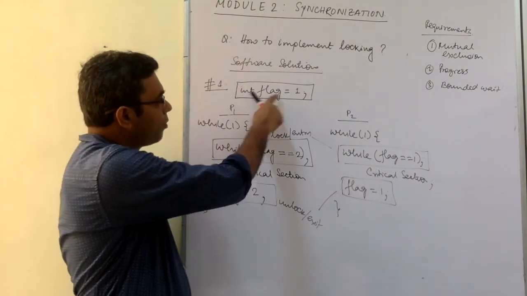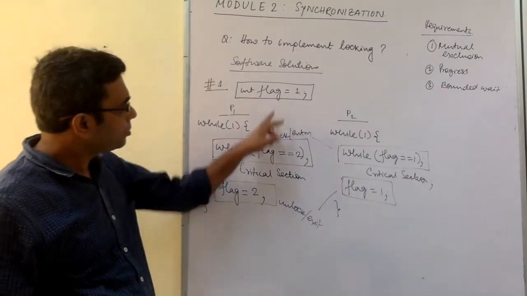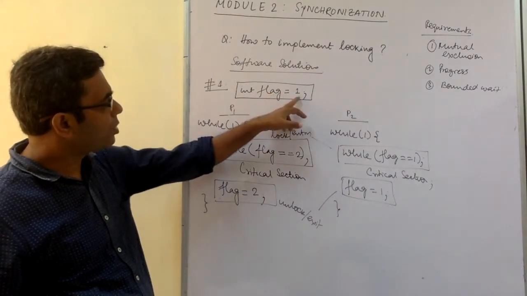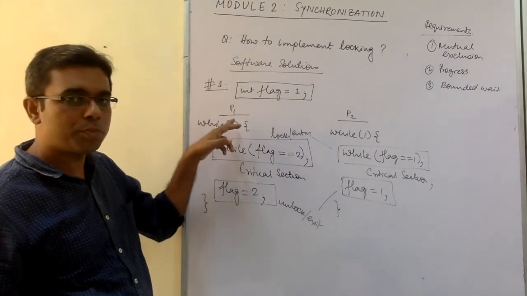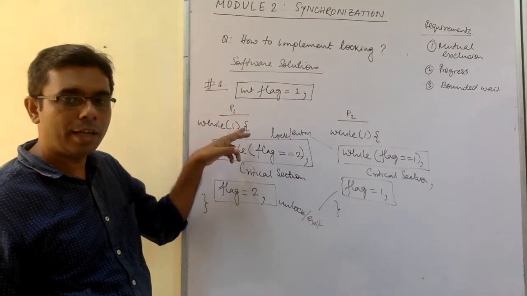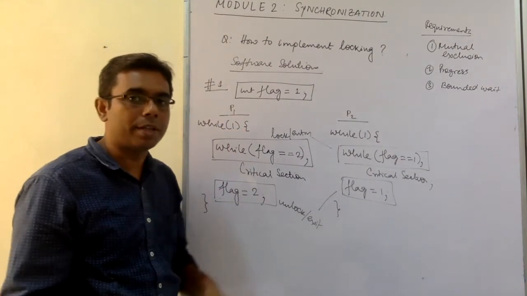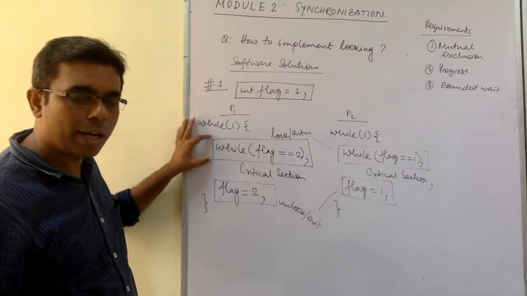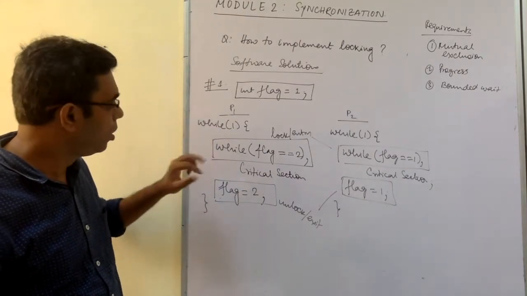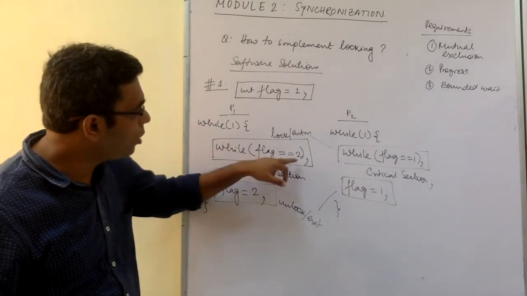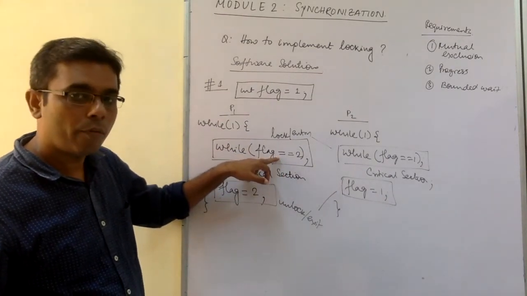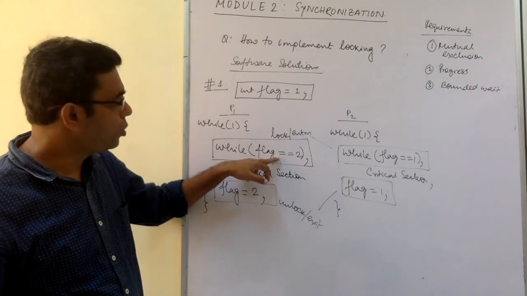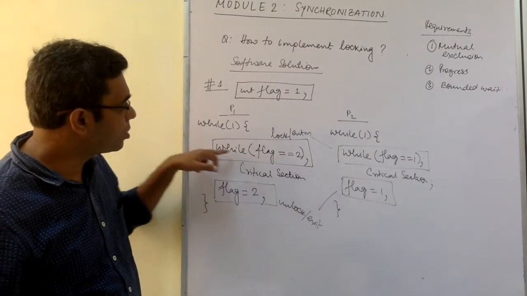In case you start off with flag equal to 1, let's say. So let's say flag was initially equal to 1, and suppose P1 is the one that is currently executing. P1 wants to enter the critical section. So we come to the entry section or lock section, and let's see whether we have acquired the lock. While flag equal to 2, no, flag is not equal to 2, which means this while loop is false.